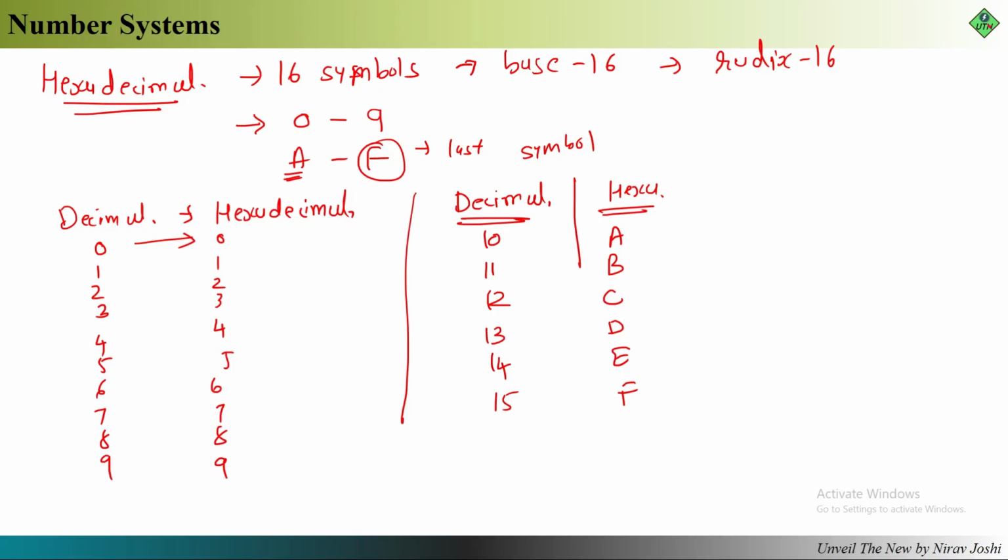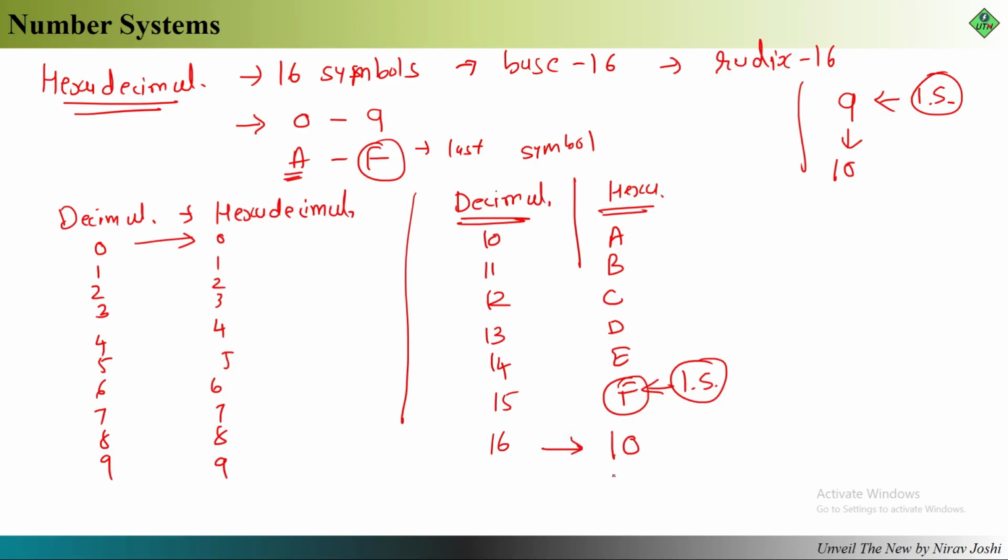Now the things change from here. As I've told you, F is the last symbol of hexadecimal. In decimal, 9 was the last symbol. What comes after 9 in decimal? That is nothing but 10. So here also in the hexadecimal, after the last symbol, what we will get is 10. Are you clear? After the last symbol, you will get 10. Here in the decimal, you know that it is 16.